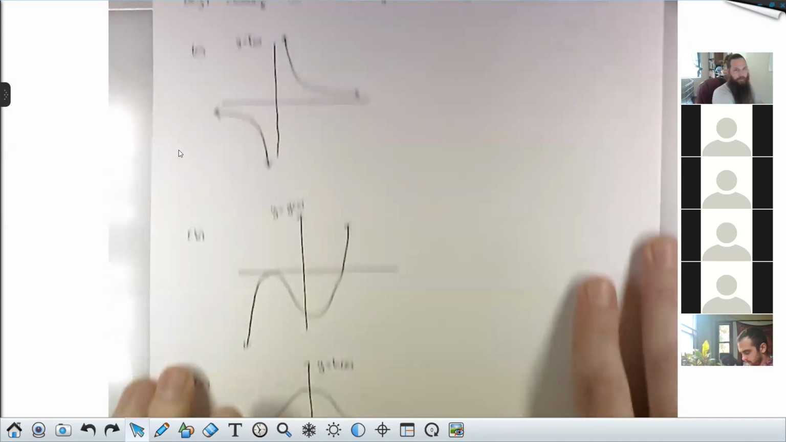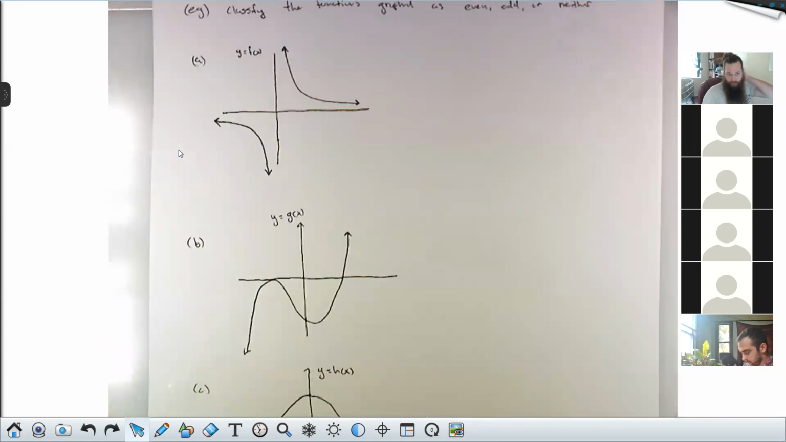Okay, let's do it. Looking at this first guy. Genesis asks, can you determine if the function is even, odd, or neither algebraically? The answer is yes, and that's what we're going to do right after this, but I wanted to address Chris's question first. So even, odd, or neither? Does this function's graph exhibit any of those symmetries?